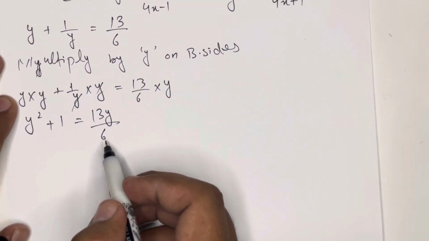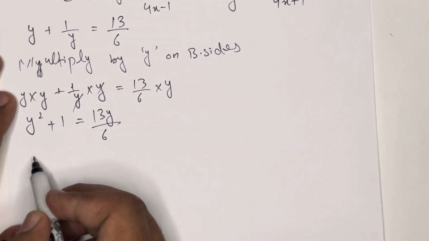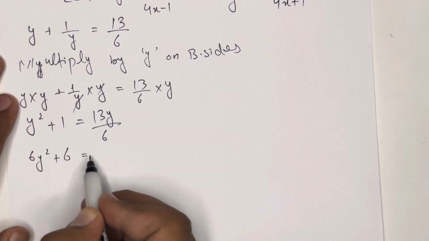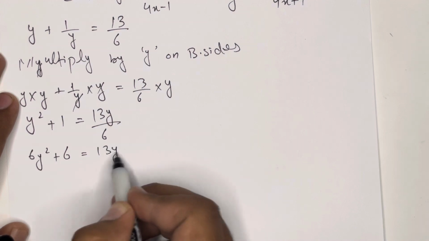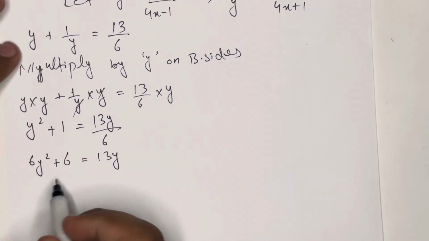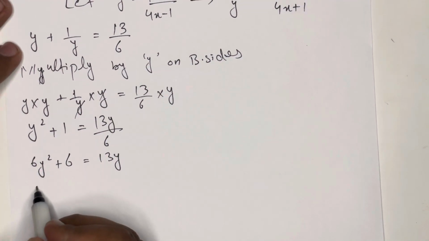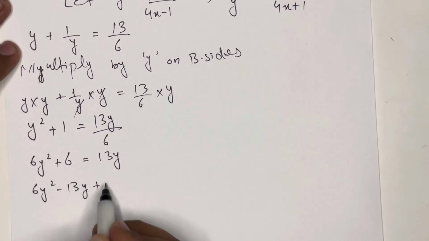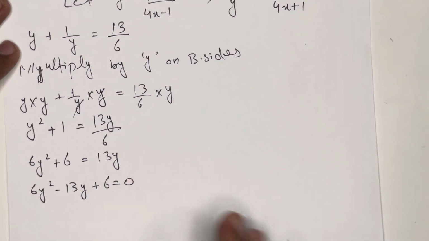I can multiply this 6 to this side: 6y squared plus 6 equal to 13y. I can shift this 13y to the other side: 6y squared minus 13y plus 6 equal to 0.